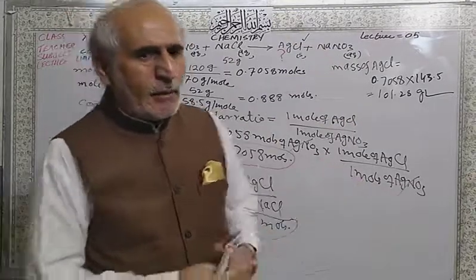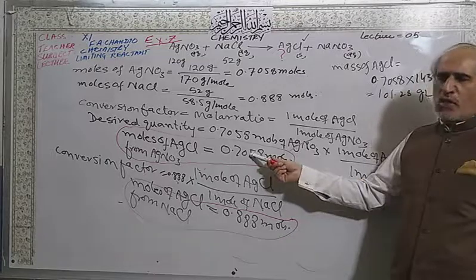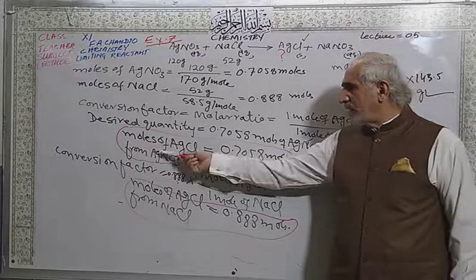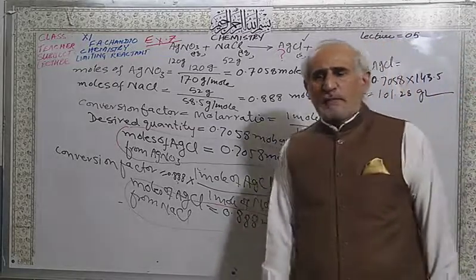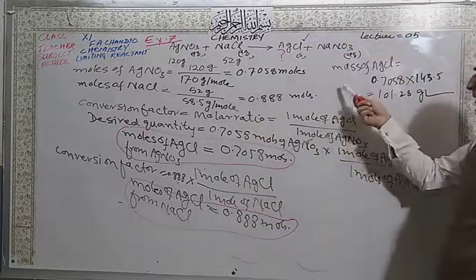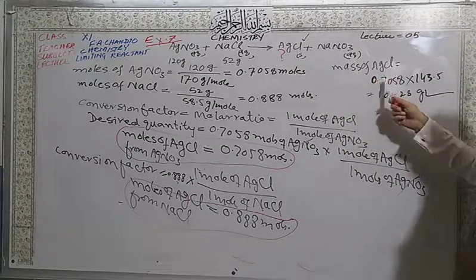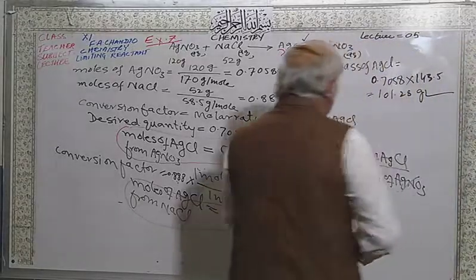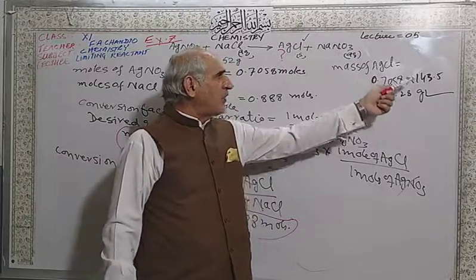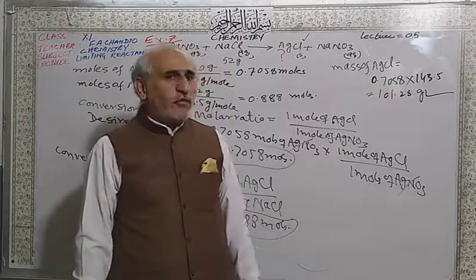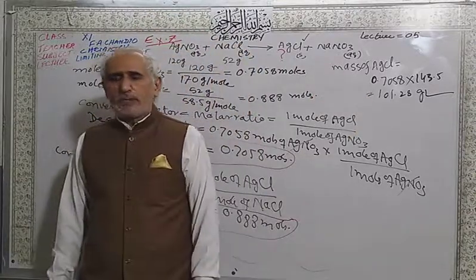So according to definition, the limiting reactant is that which produces the least number of moles of the product. So definitely silver nitrate is the limiting reactant, and it produces fewer moles of the product. So we have to calculate the mass of silver chloride. Mass of silver chloride is equal to moles multiplied by molar mass. These are the number of moles, 0.7058, and by addition of the atomic masses, 143.5, multiply and you will get the mass. So this is your answer.